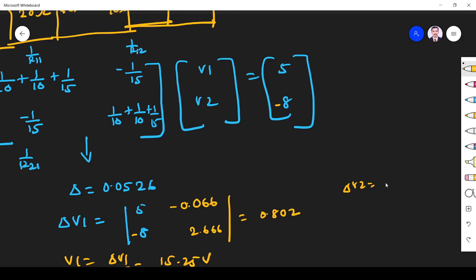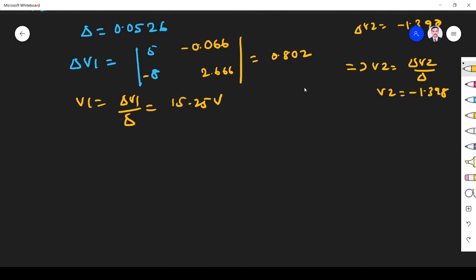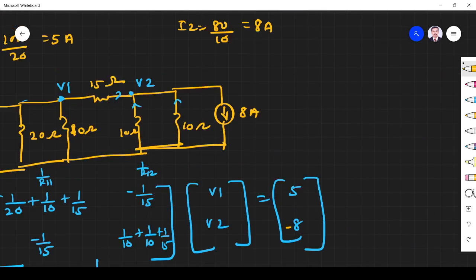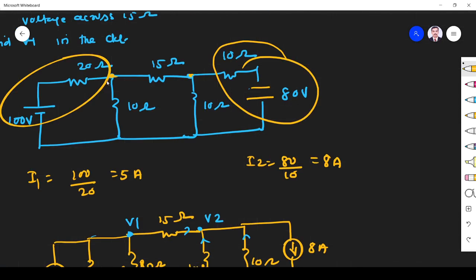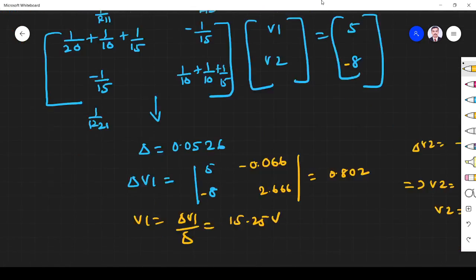So what we get is del V2 is minus 1.398. This indicates V2 is del V2 divided by del. So V2 is equal to minus 1.398. So we got V1 and V2. Voltage across 15 ohm is V1 minus V2. Here you see, voltage across 15 ohm we have to find. This 15 ohm, V1 minus V2, that is a drop.